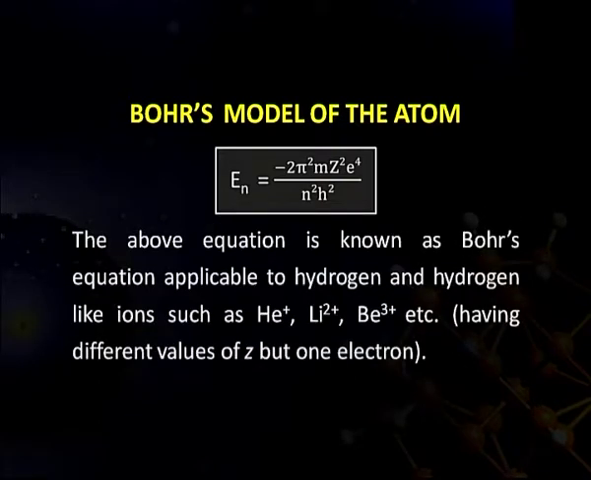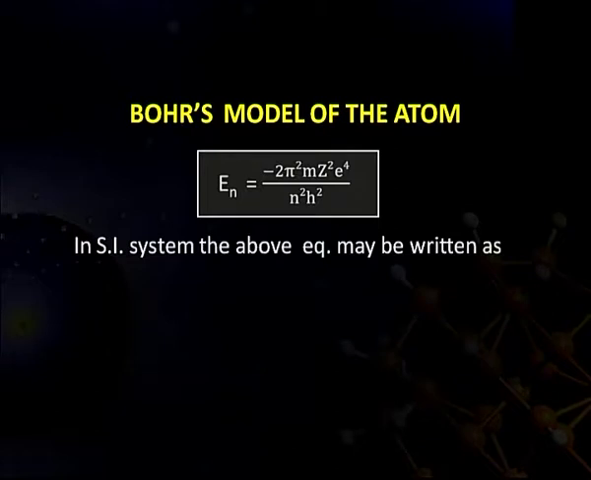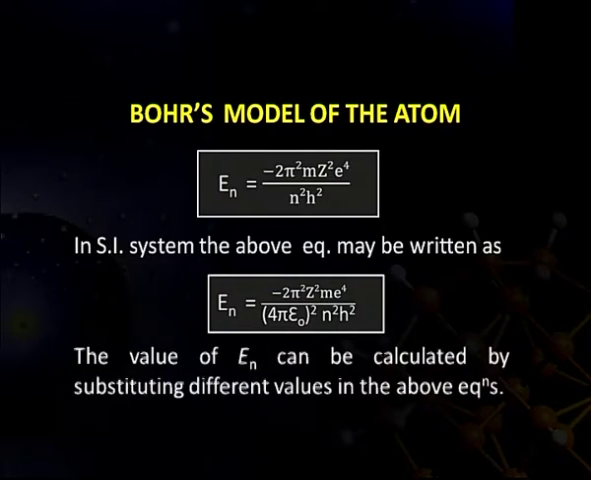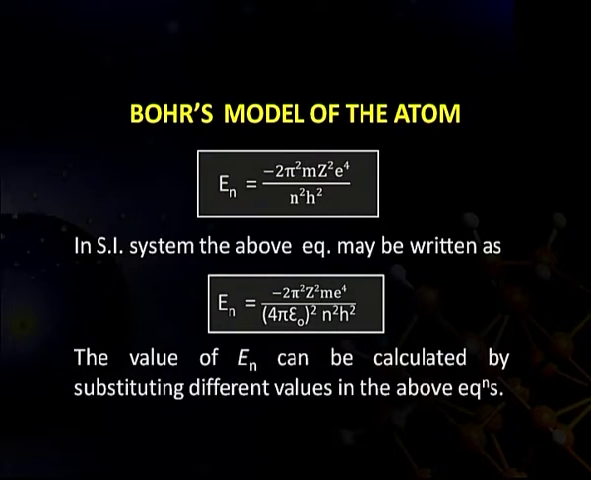The above equation is known as Bohr's equation, applicable to hydrogen and hydrogen-like ions only, such as helium positive, lithium bivalent and beryllium trivalent ion etc., having different values of Z, but one electron only. This equation in SI system may be written like this, and the value of En can be calculated by substituting the different values in the above equation in SI system.